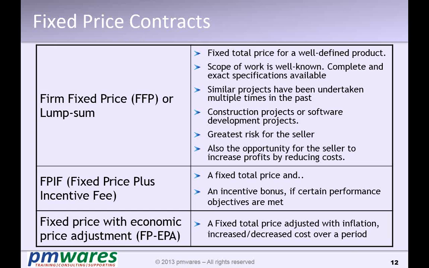What is economic price adjustment? When fixed price contracts happen for a long term, maybe 2 years, 3 years, 4 years, 5 years, inflation comes into the picture, because over a period of time the price will rise and inflation goes up and down. So what we normally do in the contract is that as inflation goes up and down, the price will get adjusted accordingly, every year, or every 6 months, or every 2 years. You can decide.